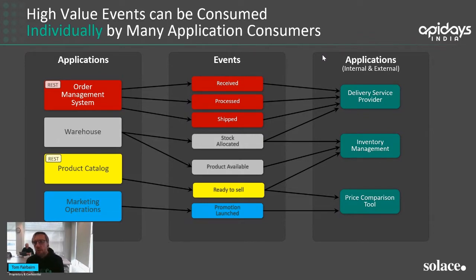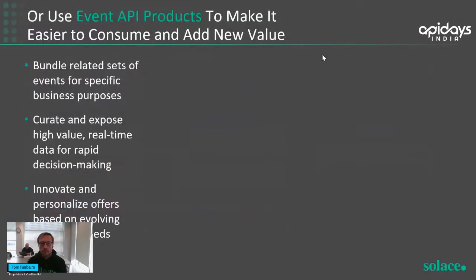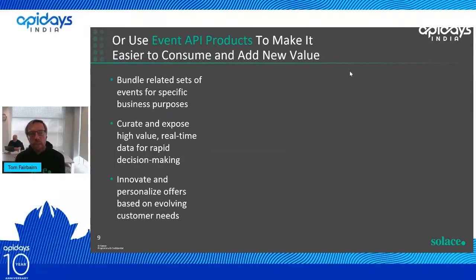Now, if you think about this, you could just expose these individual events to these external applications. But actually, what we can do is, in the same way that we might bundle REST APIs together in an API product, we can do that with event API products. We can bundle related sets of events that fulfill a specific business purpose. And if we provide them as a single product, rather than just a collection of events, we can then look into our event-driven assets and start curating them.